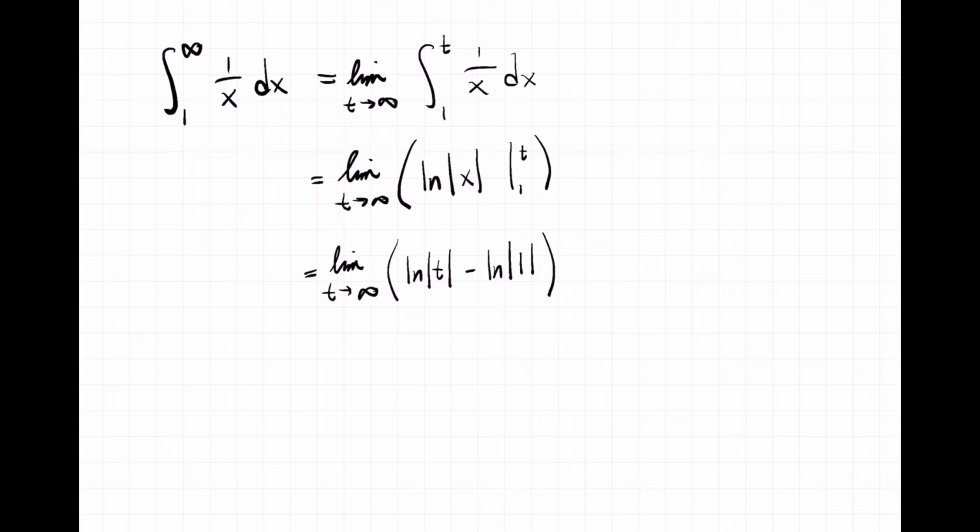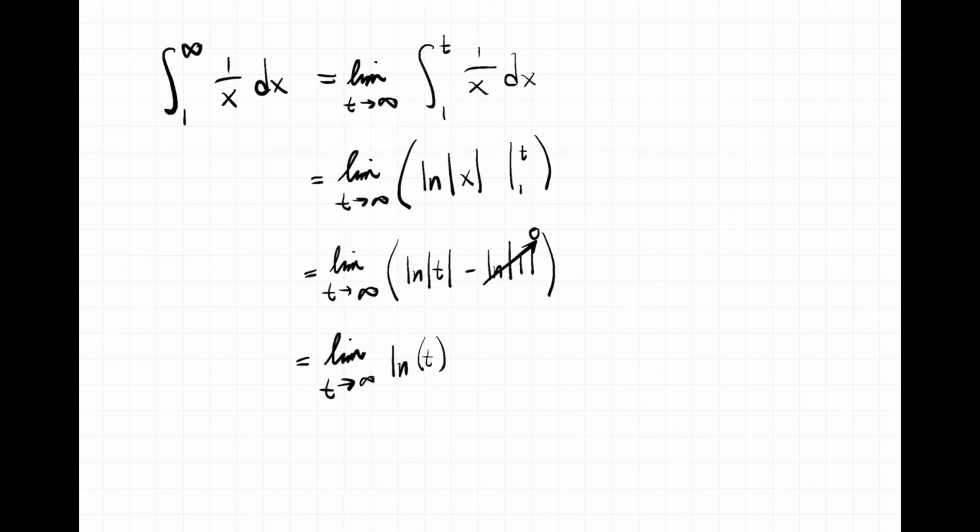Now, this last part here is very easy. The absolute value of 1 is 1. The natural log of 1, what power can I put on e to get 1? The answer is 0. So that whole part goes to 0. And furthermore, if t is going to infinity, then we certainly know that t is positive, so the absolute value signs are not doing anything. So we have really the limit as t goes to infinity of the natural log of t.